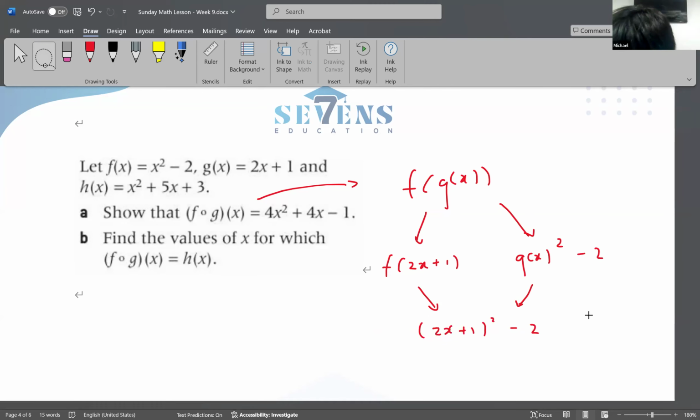And in the exam, you literally have to write that out step by step so your teacher knows you're proving it, not just chucking the answer. Okay? It says show, so you want to show all the working.